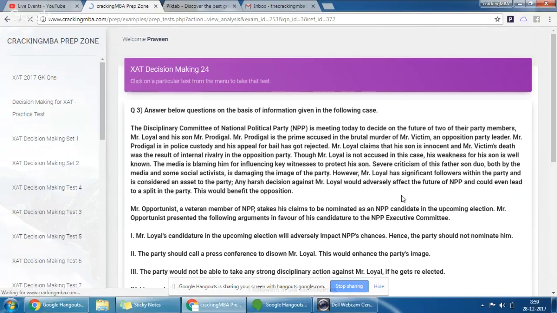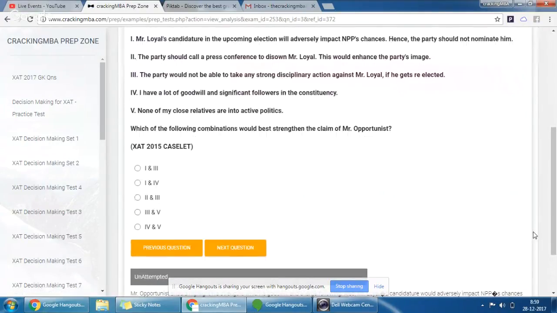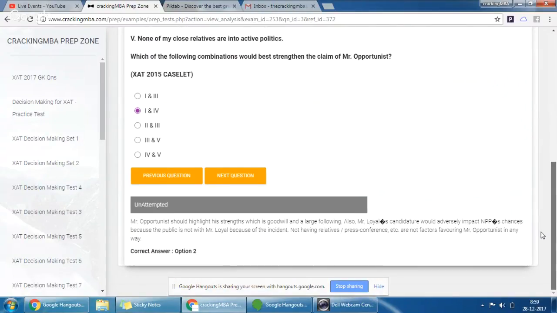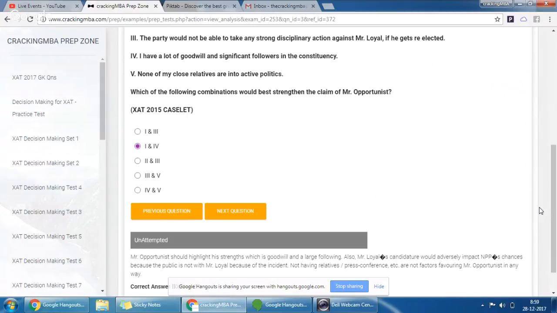Perfect. Next one is the last one. Again, this is: which of the following combinations best strengthens the claim of Mr. Opportunist? This is also a sitter. So here again, primarily to strengthen his claim, it should be option 1 and option 4. Both of them are going to be in favor of Mr. Opportunist, to make sure that he can stand for the party. So option 1 and option 4, the second bullet point. So basically here it's the second case, which is 1 and 4.